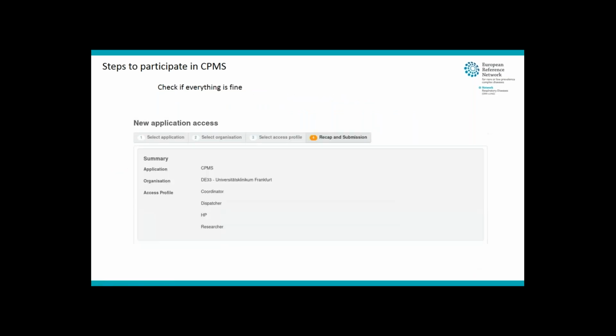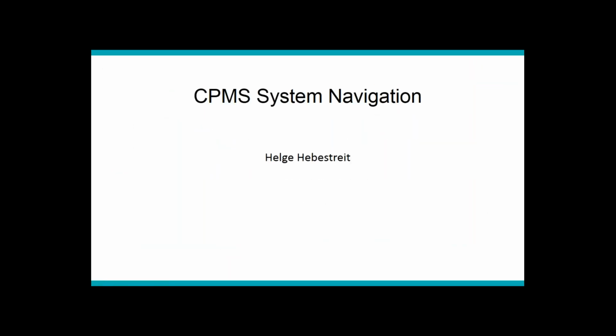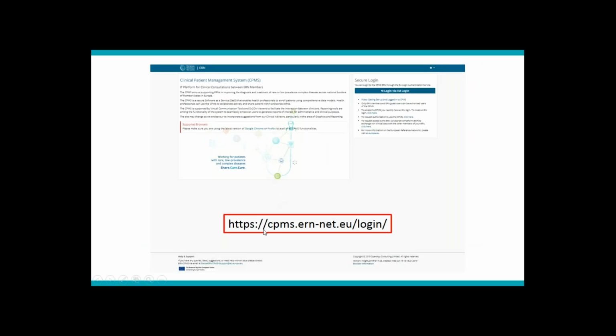Any further questions to this? If there are no further questions, I'll give you a short introduction into the CPMS system navigation. Once you punch in the login URL, you get to this page. Can you see the mouse also moving on the screen? Yes. Okay, perfect. So you can then click here to log in via EU login, and then you enter some data in order to get into the system. And this we will show once we go to the live system.